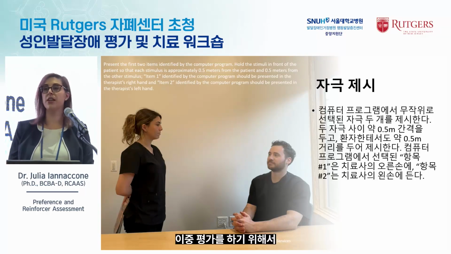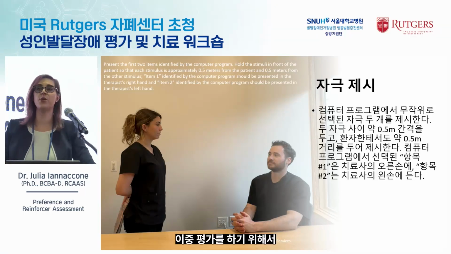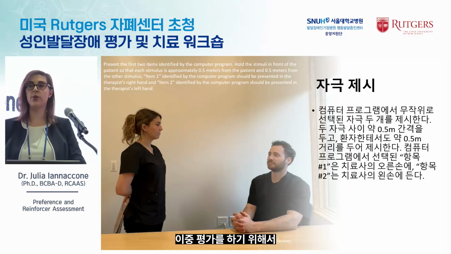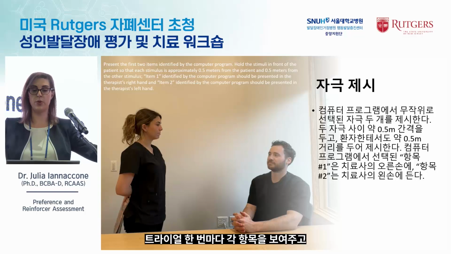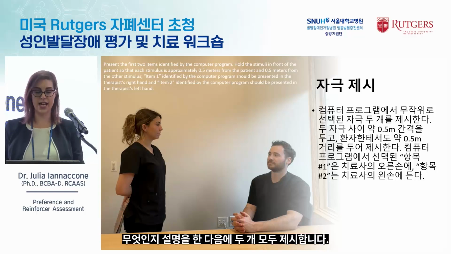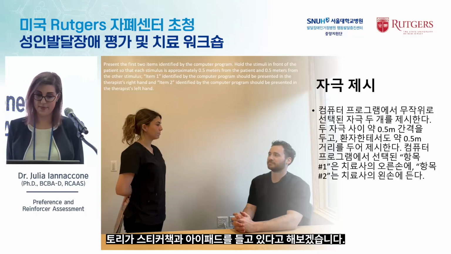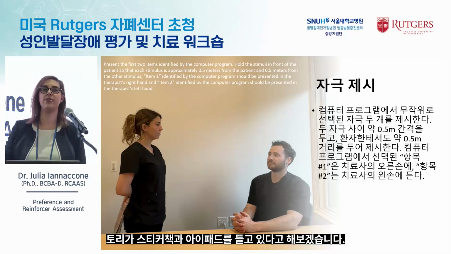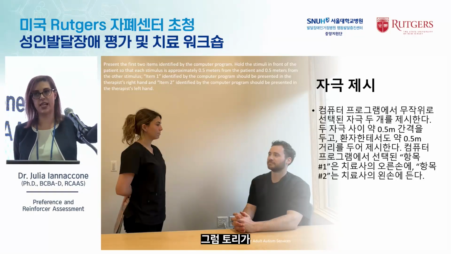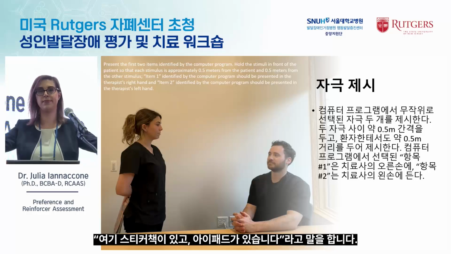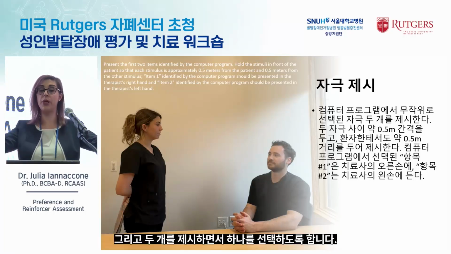So to conduct the paired stimulus preference assessment, every time you have a trial, you're going to show them each item, state what they are, and then present both of them. So if Tori's holding the sticker book, and let's say it's the iPad, she would say, I have the sticker book, and I have the iPad. And then she'd hold them both out and say to pick one.